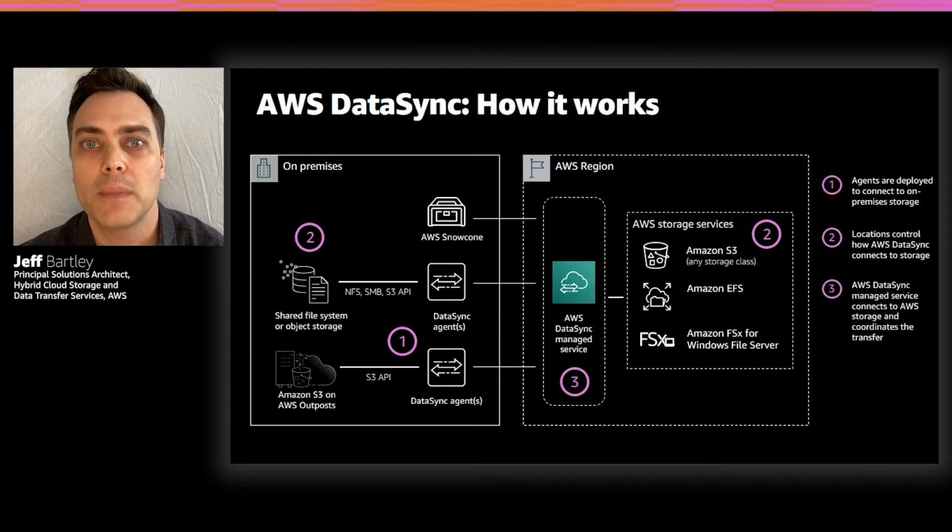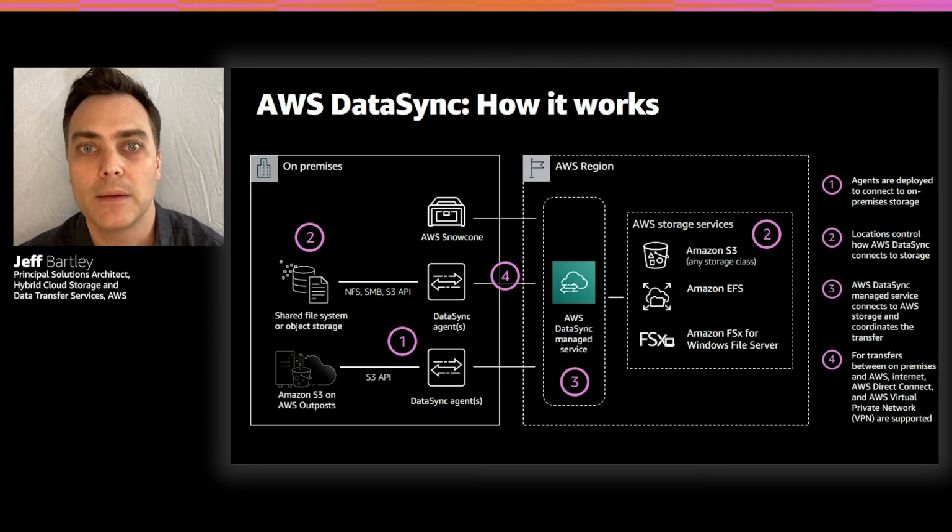And then the DataSync managed service is responsible for moving the data and connecting securely to the AWS storage services up in the cloud. And as I mentioned already, when you're copying data from your on-premises environments up into AWS, DataSync can utilize either a public internet connection, or it can use Direct Connect, or a VPN. And regardless of which method you use, DataSync always encrypts data in flight using TLS.